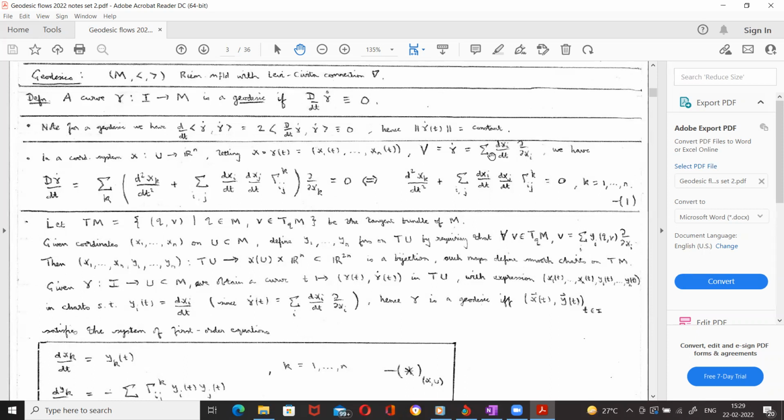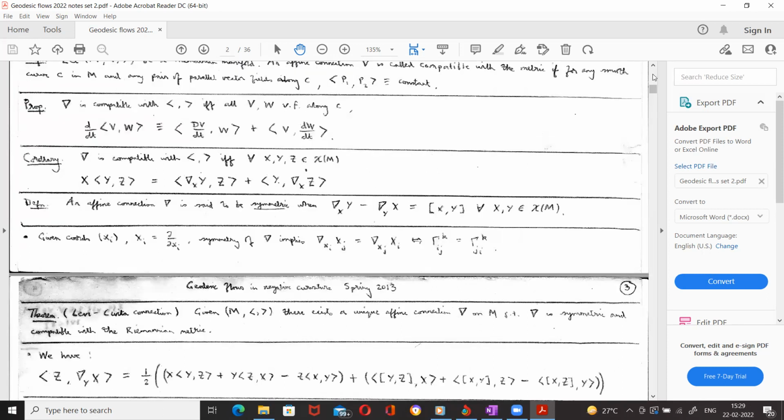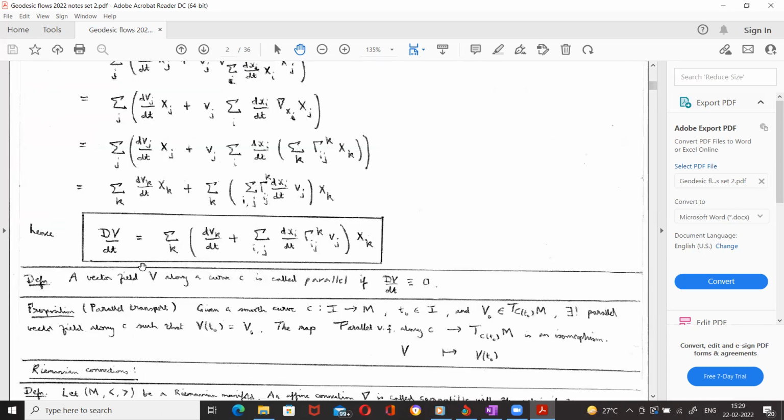Now I use the formula for the covariant derivative along a curve. This formula, I'll just show you again: dv/dt is sum over k of dvk/dt plus sum over i,j of dxi/dt gamma ijk vj into del xk, where xk is del xk. So if I apply this formula, my vk is dxk/dt.